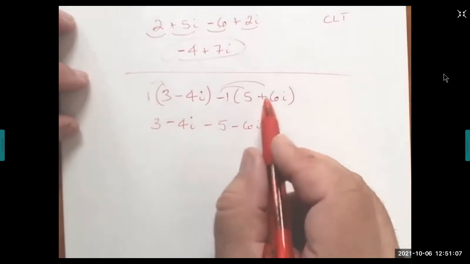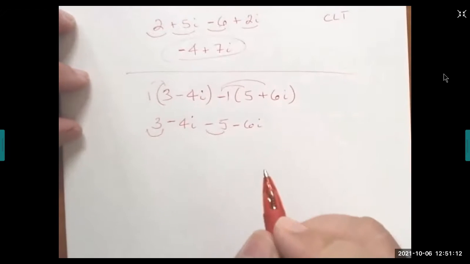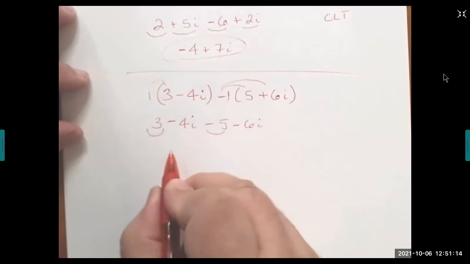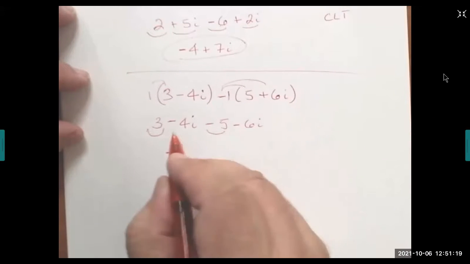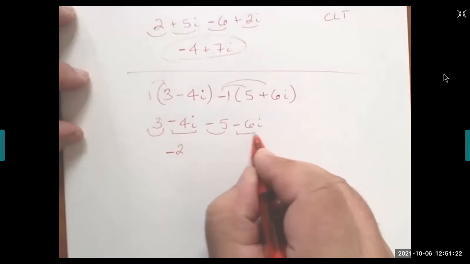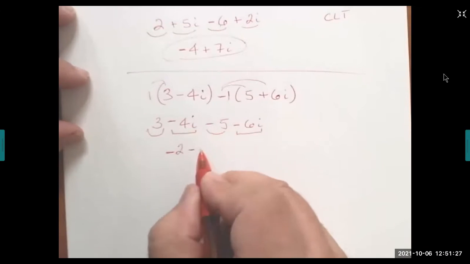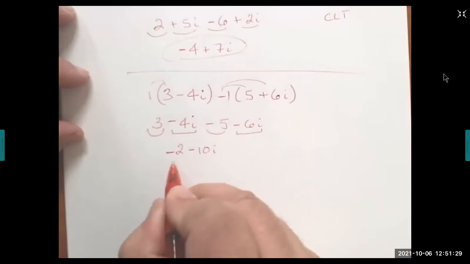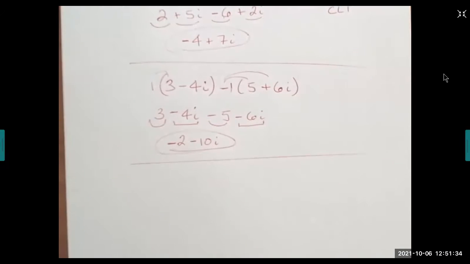We get rid of parentheses, combine like terms. 3 minus 5. 5 is bigger than 3. Answer is negative. 5 minus 3 is 2. The imaginary parts, they're both negatives. The answer is negative. Add the numbers. 6 plus 4 is 10. And there's your answer. It didn't say it was hard. Let's expand this one.